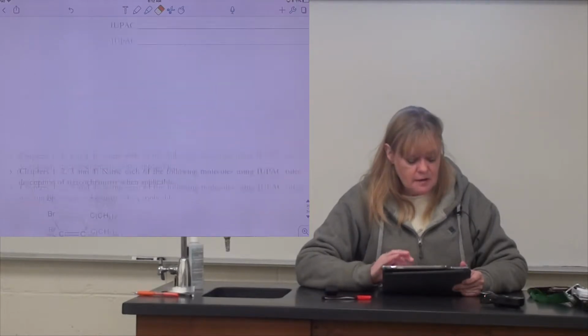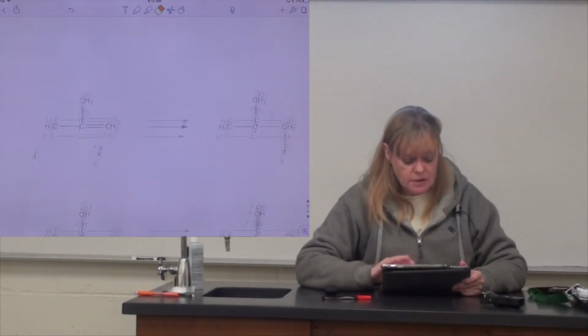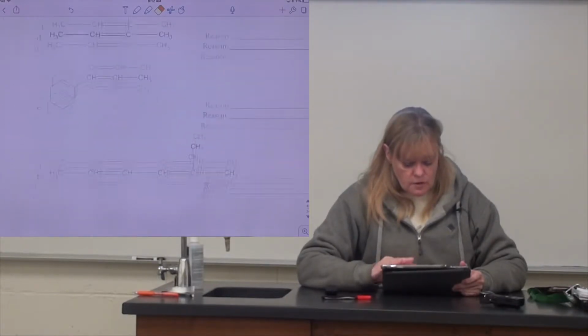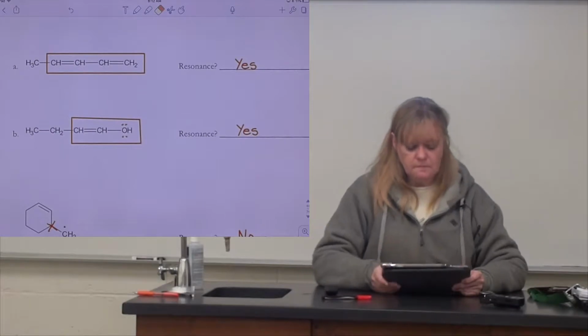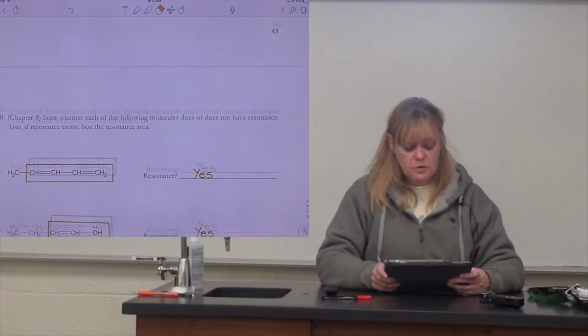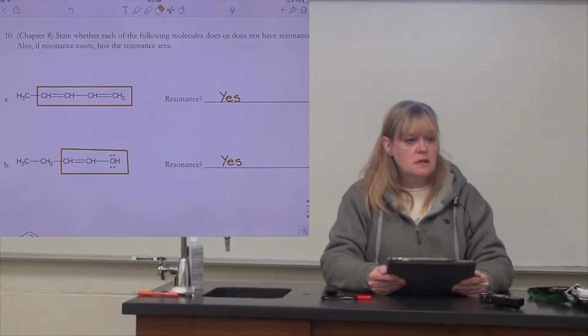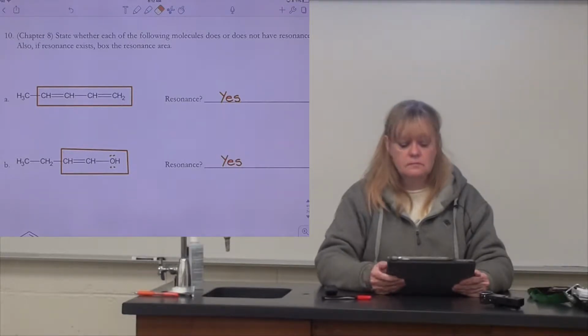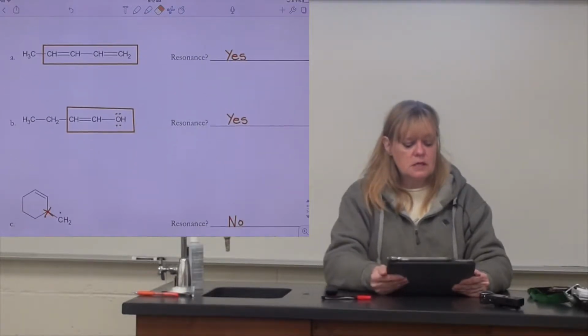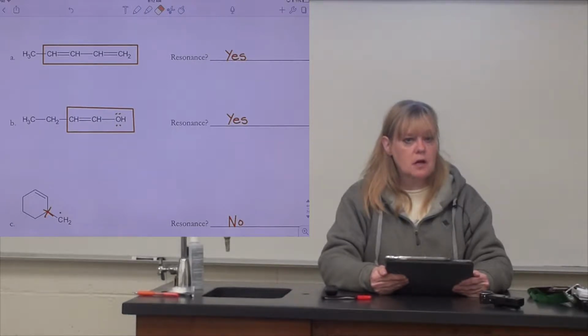So I'm not taking up a lot of class time drawing things out because I want to show you something with resonance today. The rest of your homework, page 44. A has resonance, that boxed in area. You have 4 in a row that have p orbitals that could overlap. B also has resonance because when you count the non-bonded electron pair in the oxygen, that makes it 3 atoms in a row that fit the criteria.